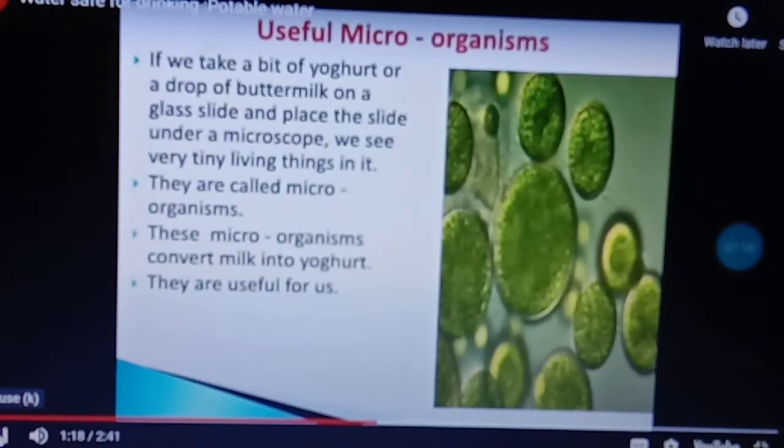Useful microorganisms. If we take a bit of yogurt or a drop of buttermilk on a glass slide and place the slide under a microscope, we see very tiny living things in it. They are called microorganisms. These microorganisms convert milk into yogurt. They are useful for us.